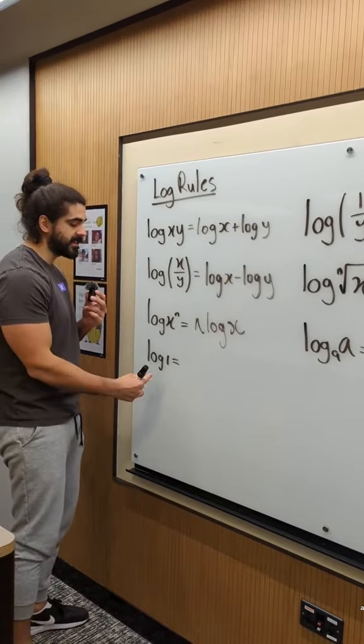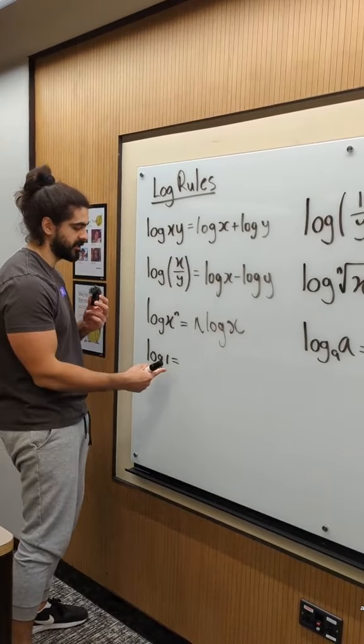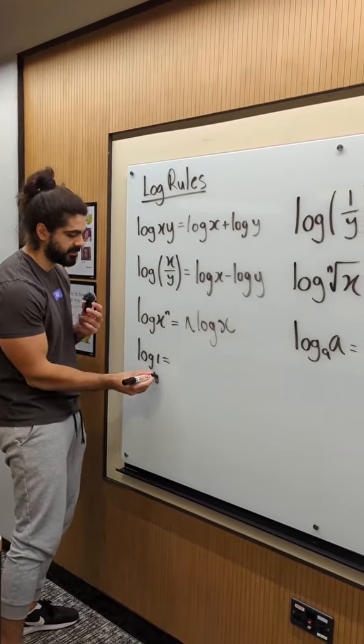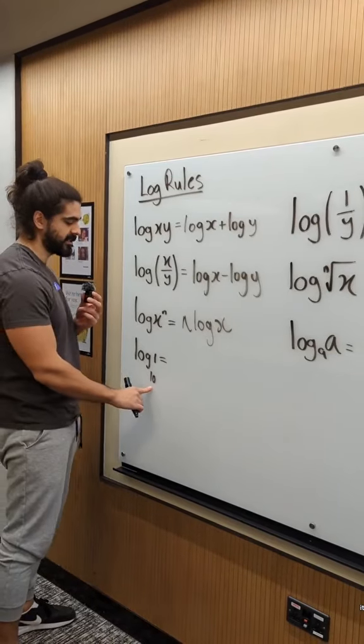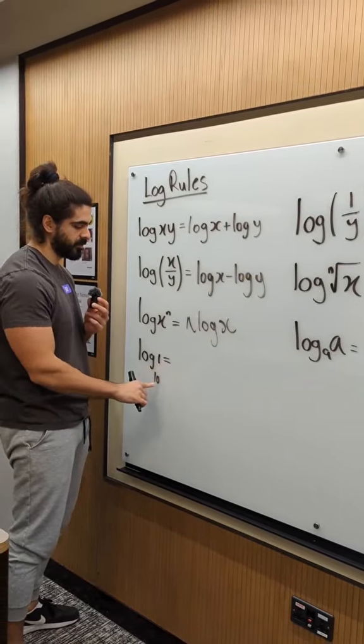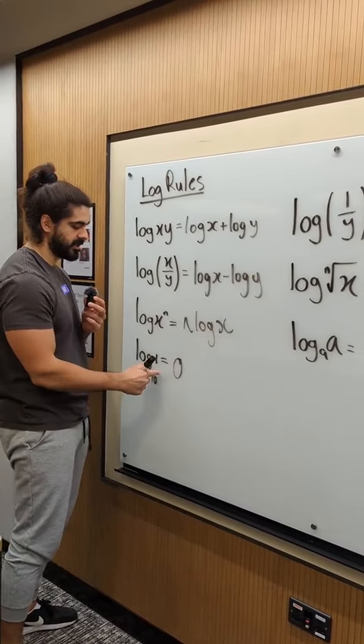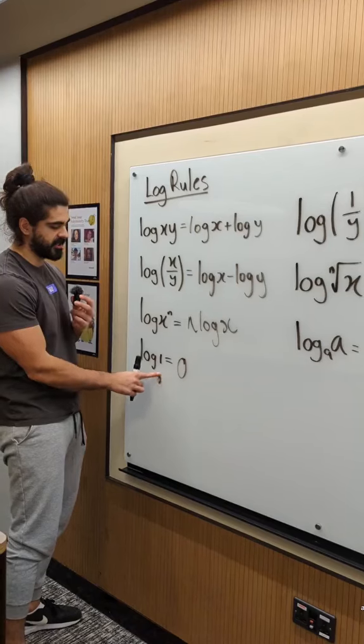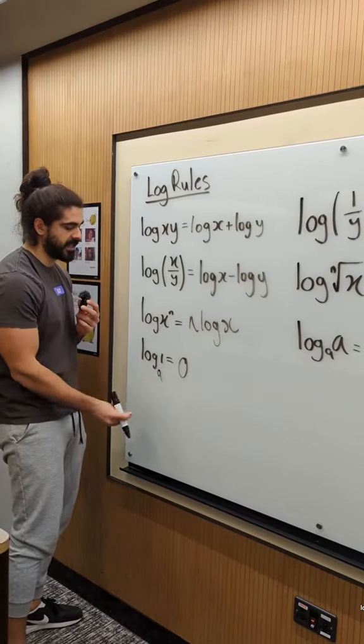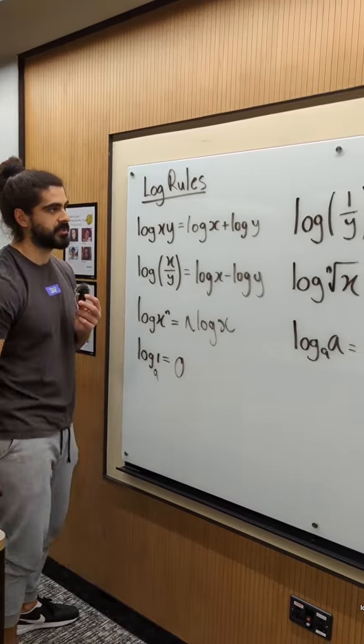Here, log of 1. Well, anything to the power of 0 is 1. Remember, log means log base 10, right? What does a log mean? It's saying 10 to the power of what is 1? Well, 10 to the power of 0 is 1. And you can actually change this to say, look, log of anything of 1 is always 0.